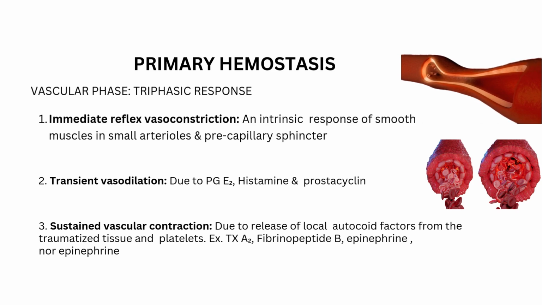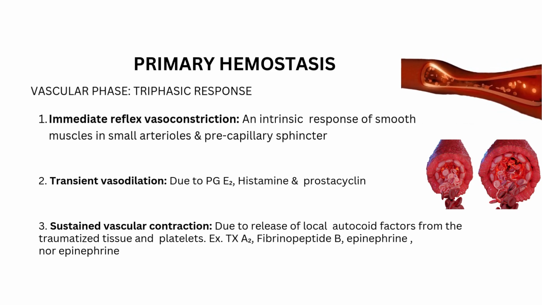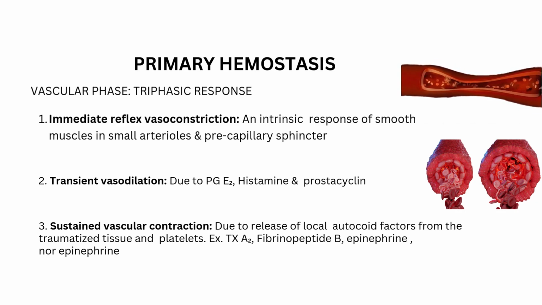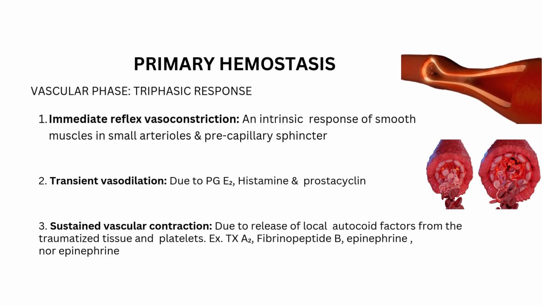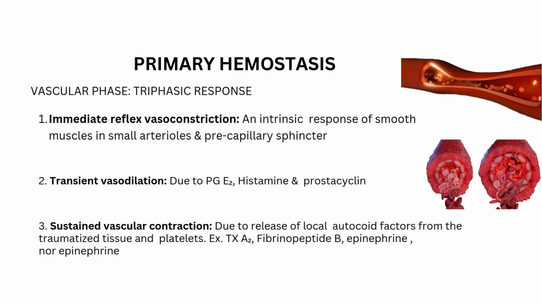The primary hemostasis process is mostly a vascular phase that has a triphasic response. One is the immediate reflex vasoconstriction, where an intrinsic response of smooth muscles in smaller arteries and capillaries causes vasoconstriction. Then there is a transient vasodilatation, which is due to prostaglandin, histamine and prostacyclin.